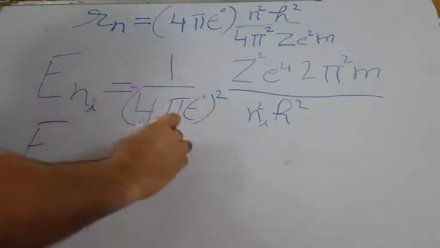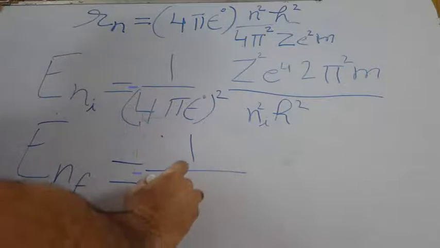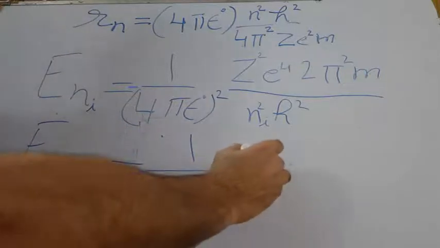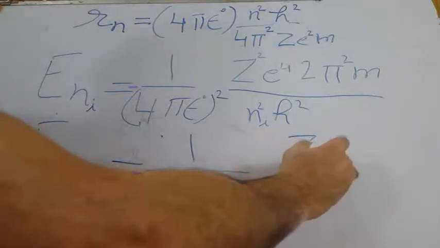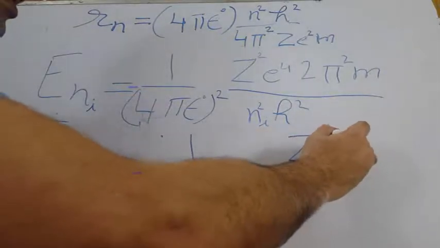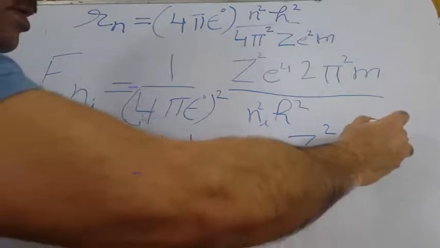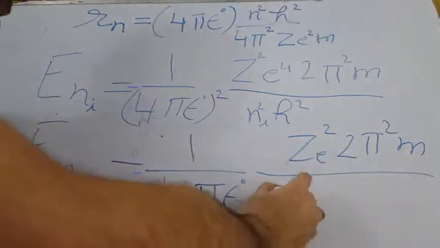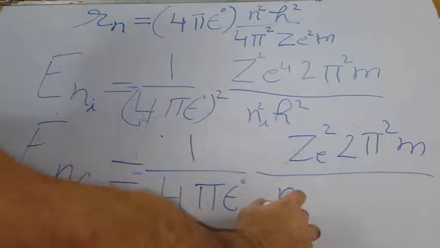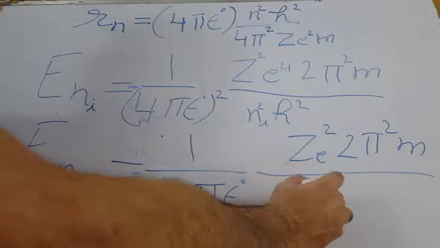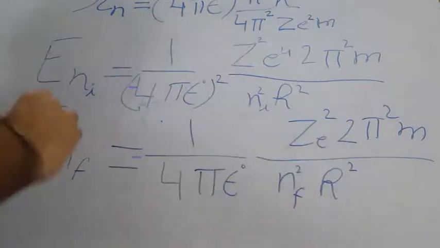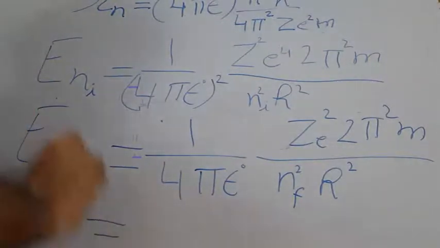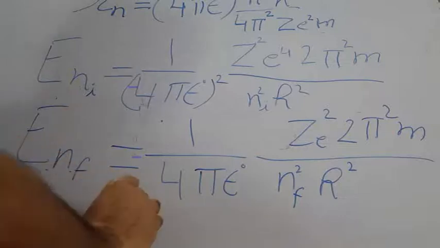Then this equation would be 1 upon 4 pi epsilon 0, Z E square, 2 pi square M upon h square. The only change is what? It is the final n, so this is E final, and delta E is equal to this.